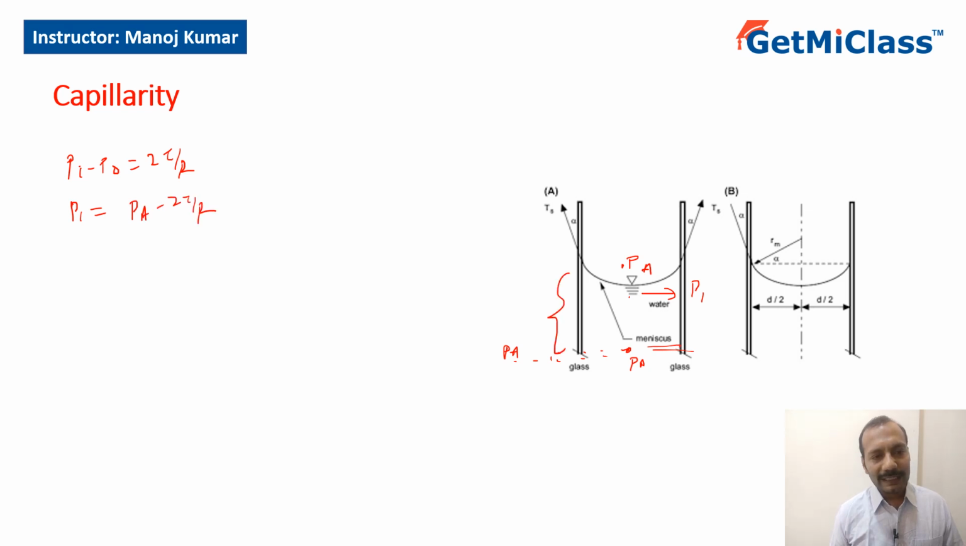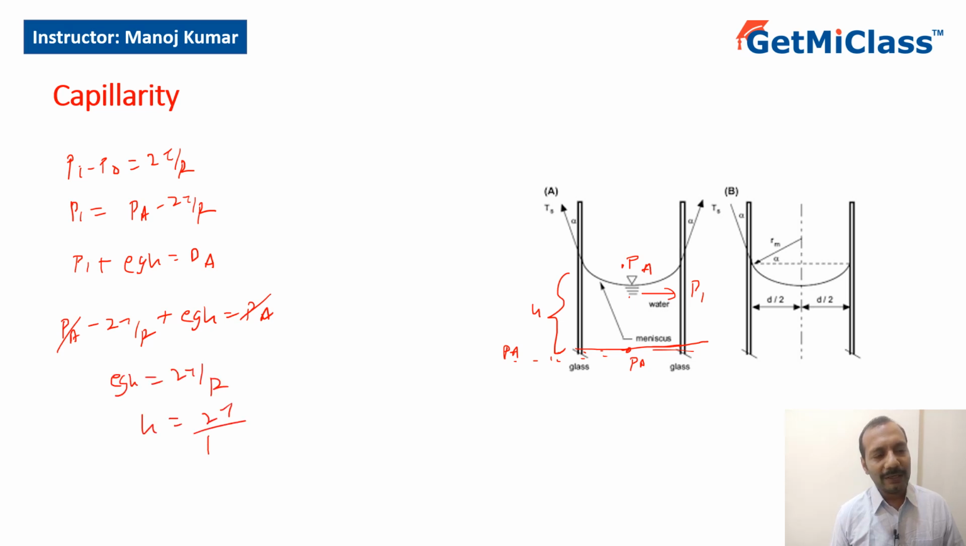Now let's say this height is H. At this point again it is atmospheric pressure. So P1 plus rho g h would be equal to PA. But P1 equals PA minus 2T by R. So PA minus 2T by R plus rho g h equals PA. PA cancels, and I get rho g h equal to 2T by R, or H equals 2T by R rho g. This is the capillarity.